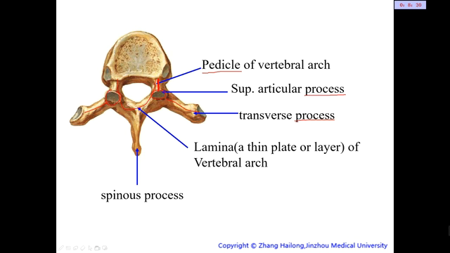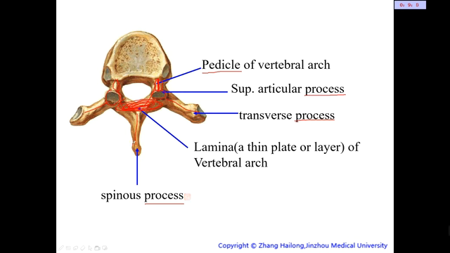And here is the lamina. This big one is the lamina. It's a thin plate of the vertebral arch. So the arch is formed by 2 structures. On the 2 sides is the pedicle. On the back is the lamina. That's the arch. And here you see a long process going backwards.